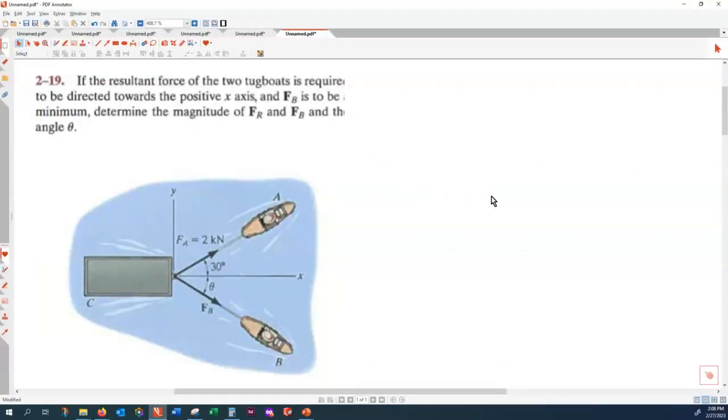So I construct the resultant, but I start from the known force. The known force is this one, that is 2 kilonewton at 30, so that is 30 and that is 2 kilonewton. So in what circumstances is FB minimum? The minimum FB is when FB is normal to this one.